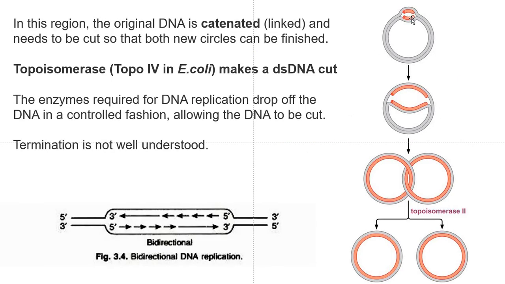So here, if you look at it, it's all circular double-stranded DNA. This is the origin of replication. That's where the replication starts, and once the replication is complete, the two molecules will be attached together. In order for these two to separate, topoisomerase activity needs to be there. This topoisomerase activity, which is Topo IV in E. coli, makes a double-stranded DNA cut, and this cut is then sealed by ligases. And now there are two different molecules.